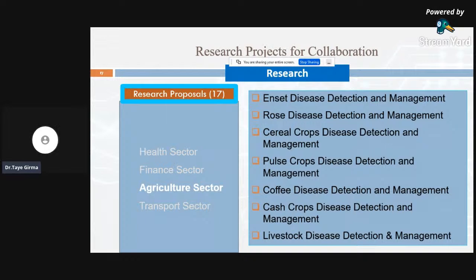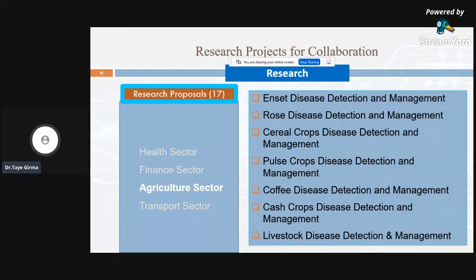Enset is sometimes called the false banana. It has no fruit, but 20 million of the Ethiopian population uses it as their main food. We are working in this area, but there is also a disease which we call enset bacterial wilt. Dealing with this disease is going to be very hard, so we are also trying to work on that. We have some preliminary studies, and we have also published 1 paper with one of my MS students.